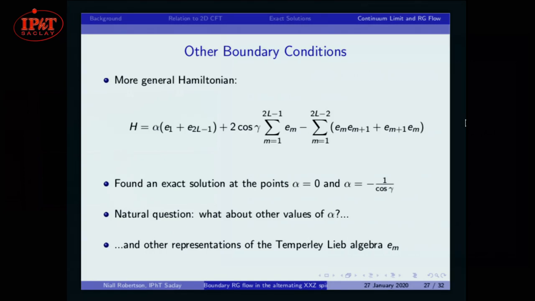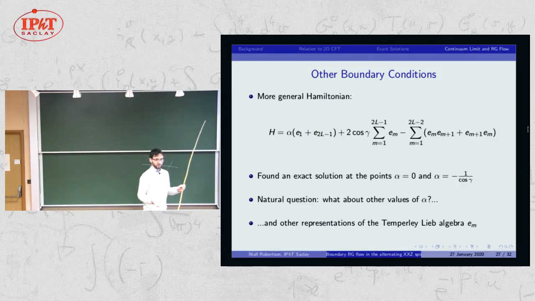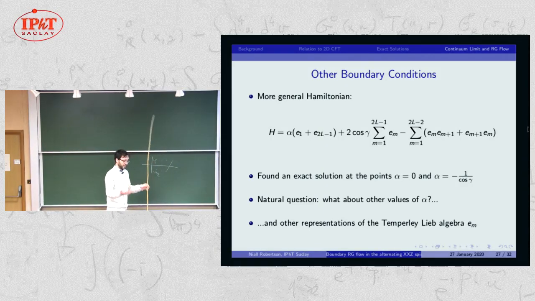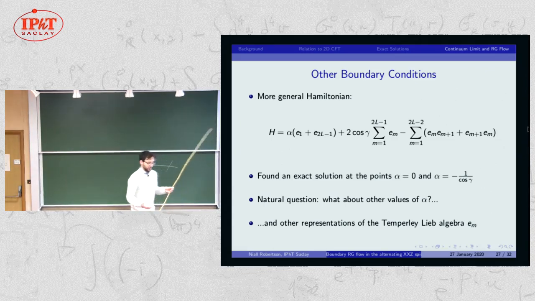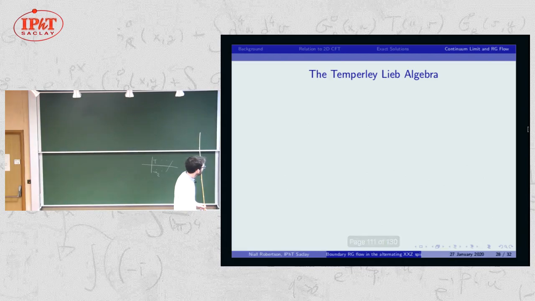So all along until now, I've just been considering these e_m as convenient functions of Pauli matrices. But I've mentioned that they are actually generators of an algebra, the Temperley-Lieb algebra. So we can find a new representation for these e_m, plug them back into the Hamiltonian and see what that gives us. So I'm going to just take a couple of minutes to review the Temperley-Lieb algebra, even if many or if not all of you have seen it before.